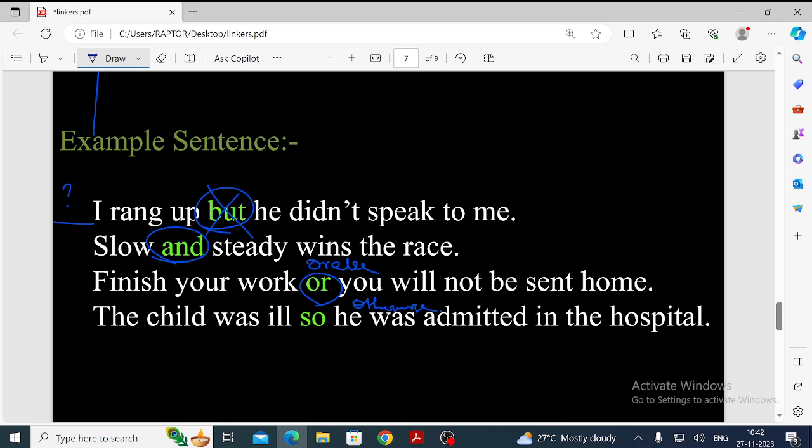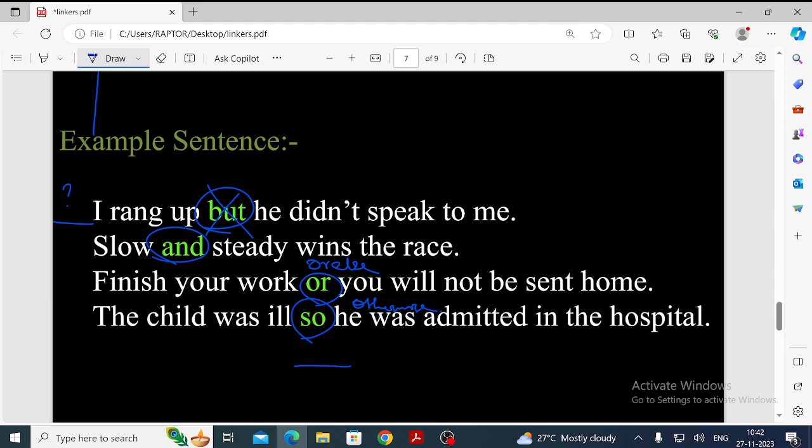And the next one: the child was ill, so he was admitted in the hospital. Whether it is relevant or irrelevant, my dear, contrary or not contrary? Not contrary, right? Okay. He was ill, he was admitted in the hospital. He was ill, he attended the exam: contrary or not contrary sentence? Contrary sentence. If the sentence was, the child was ill, he was not admitted in the hospital, what coordinate conjunction do we want to write? Here it is not contrary, so we have written so. The child was ill, so he was admitted in the hospital.